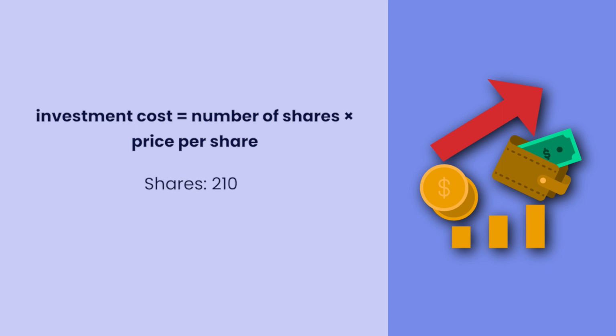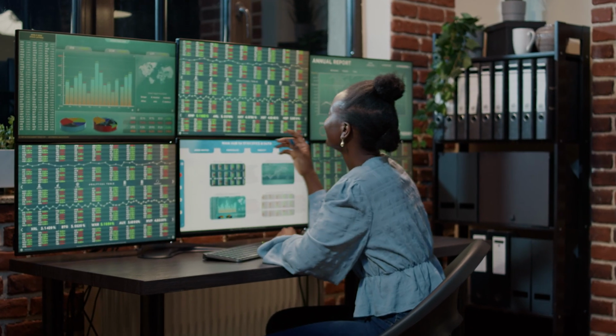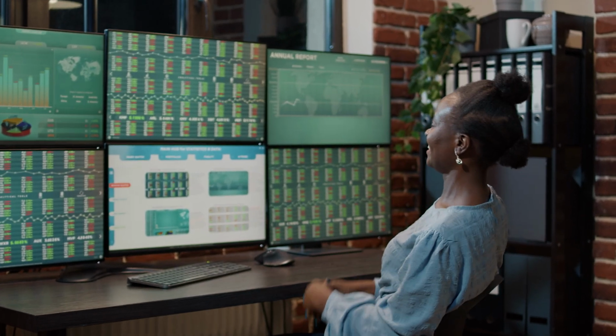So if Carmen wants to buy 210 shares of Fakestone Mutual Fund and Fakestone is a no-load mutual fund, what is her investment cost? Investment cost equals 210 times $5.03, which equals $1,056.30. So Carmen's investment cost will be $1,056.30.